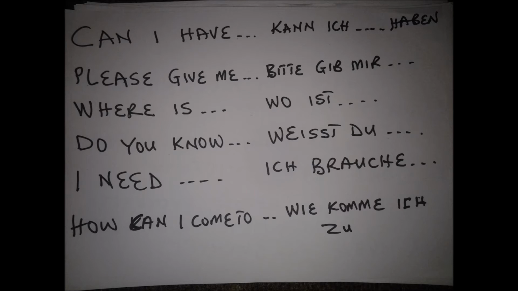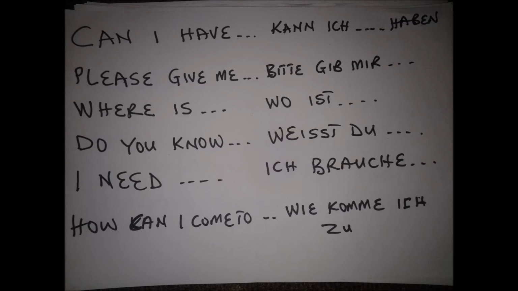Another thing you need to know, please give me. Please is bitte. Give is gib. Me is mir. Please give me. Bitte gib mir. Please give me my son. Bitte gib mir meinen Sohn. Please give me money. Bitte gib mir Geld. Please give me a book. Bitte gib mir ein Buch. I think that is okay.